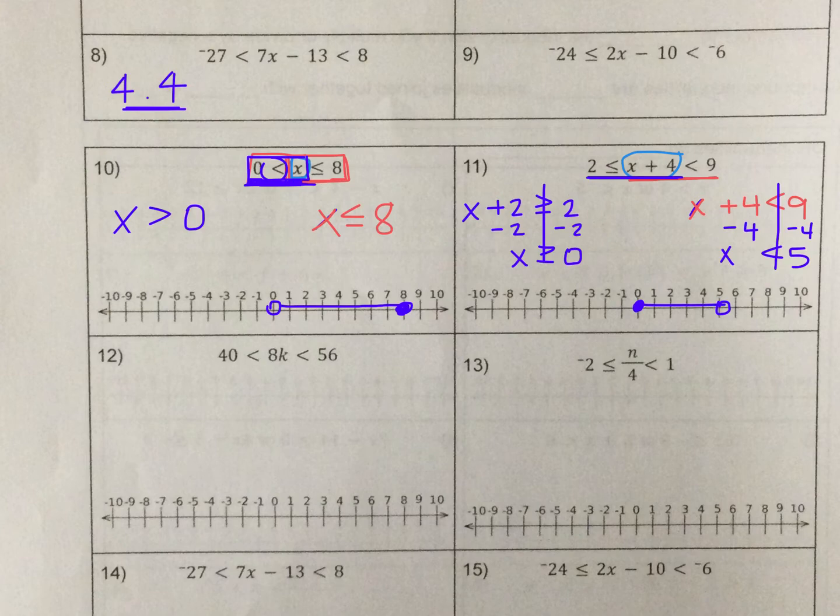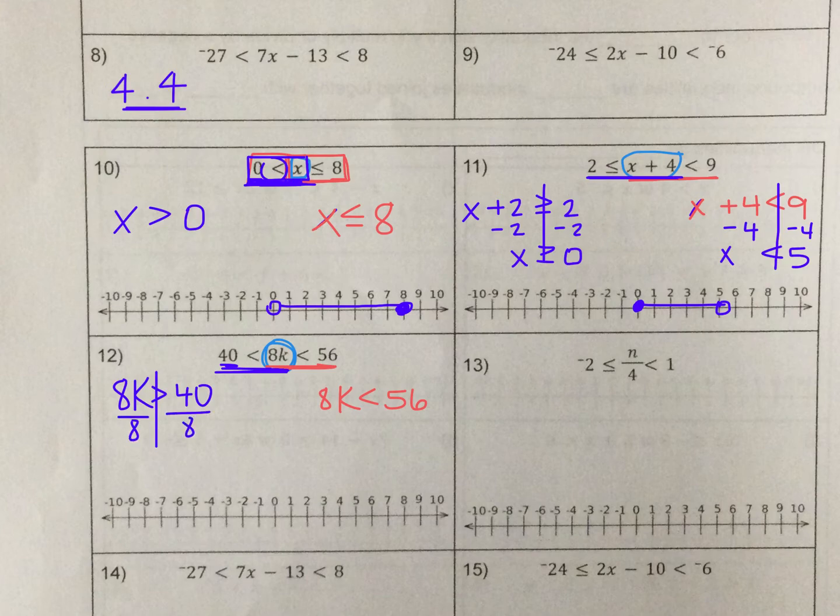Let's do this next one. The answer to my first problem will be 40. The answer to my second problem will be 56. They both share an 8k. So I'm going to give the 56 an 8k and the 40 an 8k. The 56 matches: 8k is less than 56. The 40 and the 8k have been flipped around, so I've got to flip my inequality. Now, I'm just going to solve these.